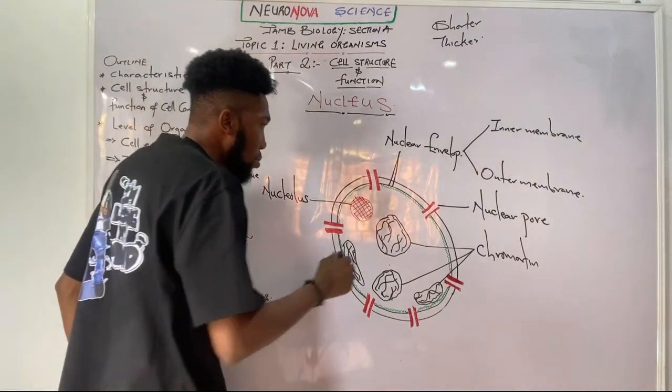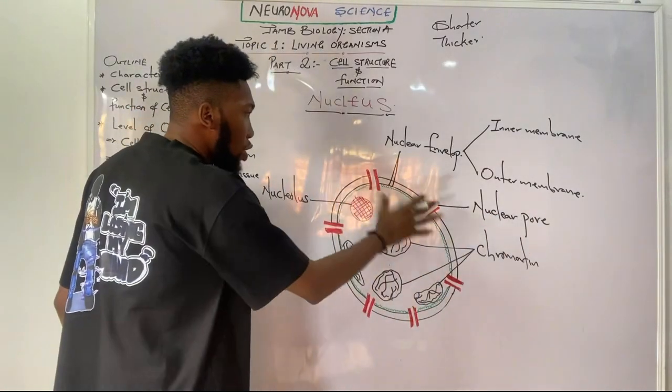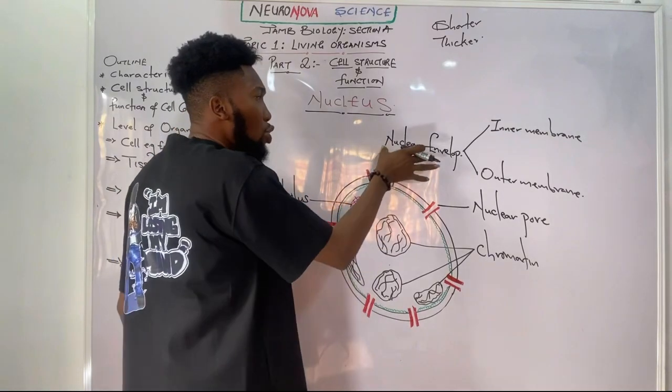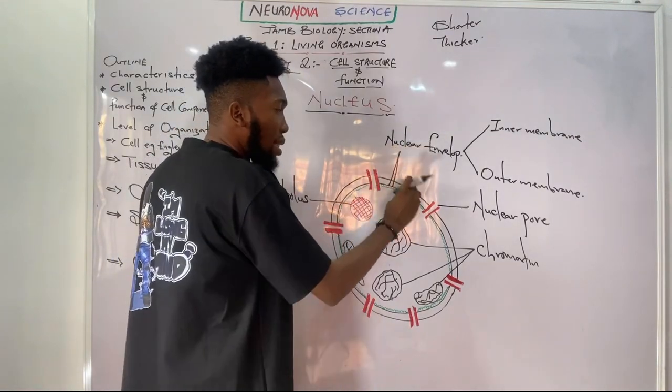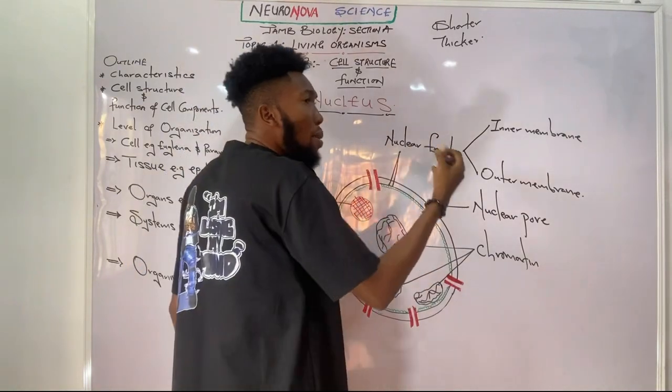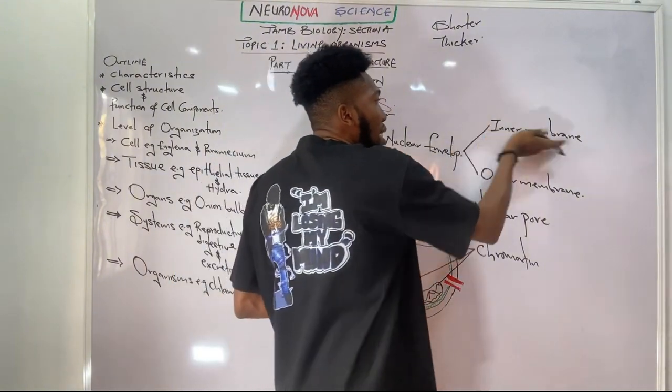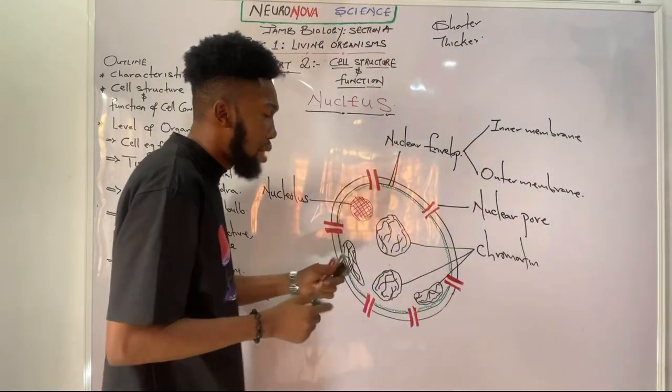Now we've expatiated on the materials that you find within the nucleus. In case they ask you what materials you find within the nucleus, it has a nuclear envelope. You can see that there, and the nuclear envelope is double membrane bound. It has two parts, which are the inner membrane and the outer membrane. Let's start from that inner membrane.